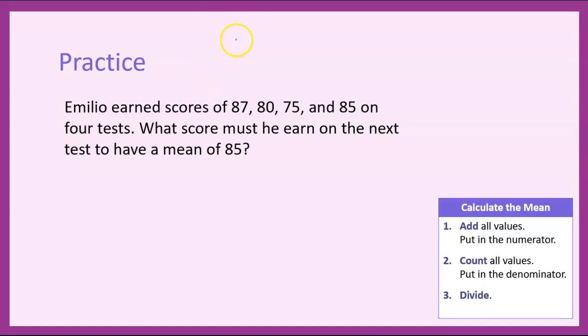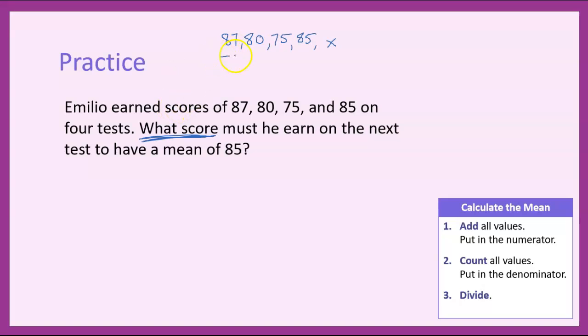Now to make this easier to set up, how we might write this initially is, our set of data is this, 87, 80, 75, 85, and then we have an unknown for the next test. So we can use a variable. We like to use the variable x. This is our full set of data now, including this new unknown test.